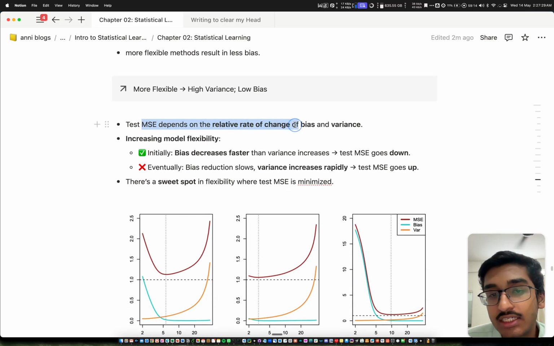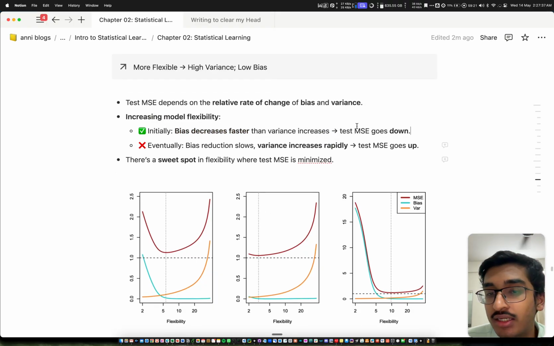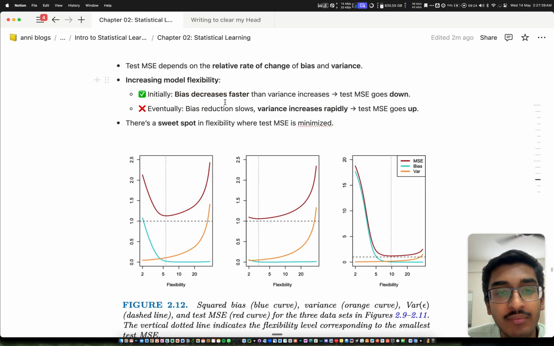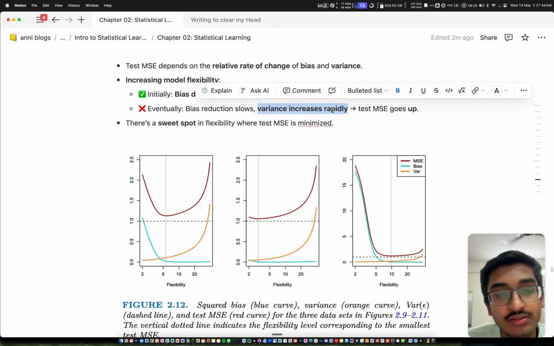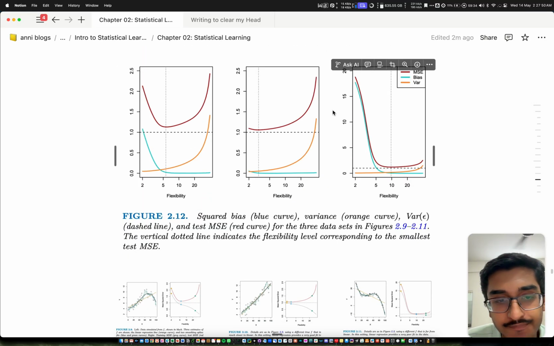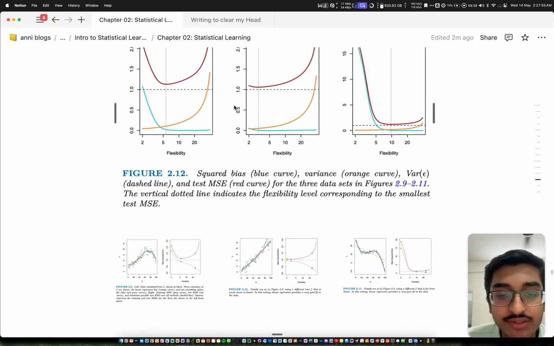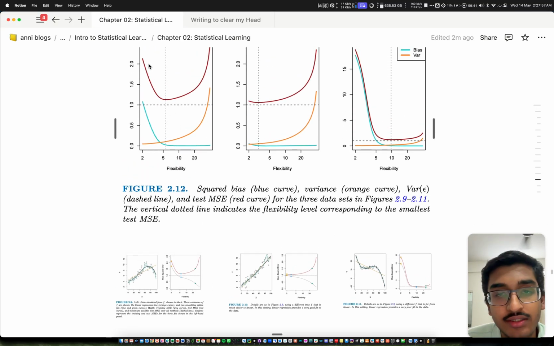So test MSE basically depends on the relative change of bias and variance. If you increase model flexibility, your bias will decrease, but then eventually variance increases when you increase the flexibility too much. This graph is the same thing as the examples we've been discussing earlier, nicely summarized here, where the test MSE is basically the red lines, the blue line is the bias, and the orange line is the variance.